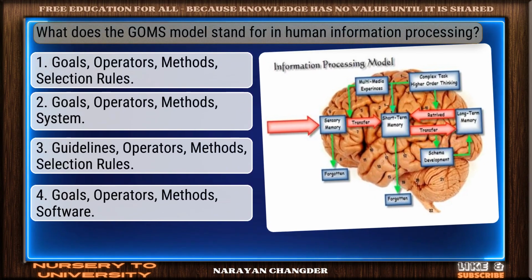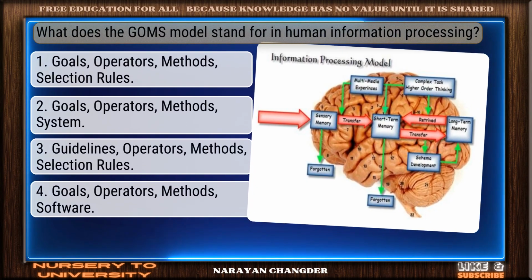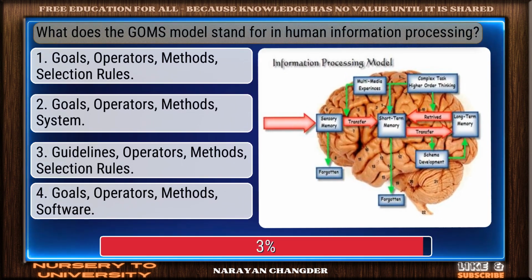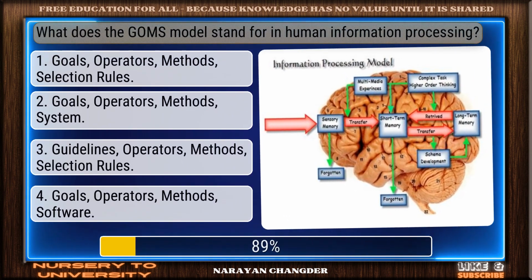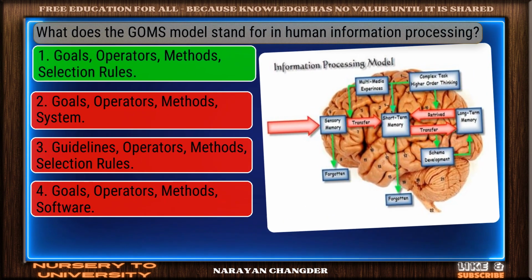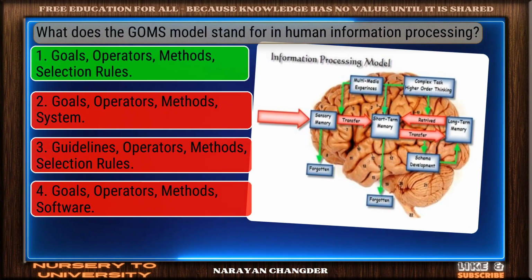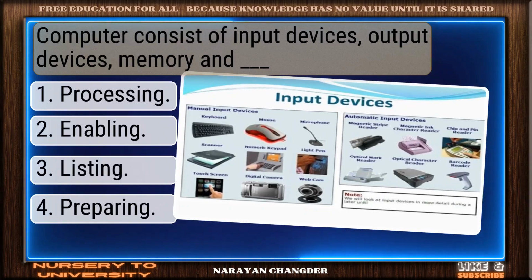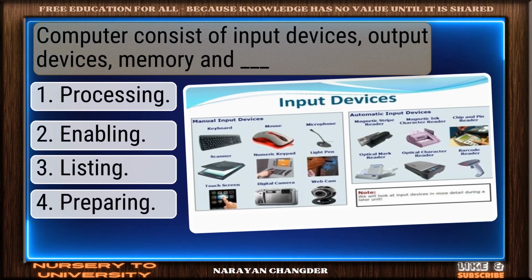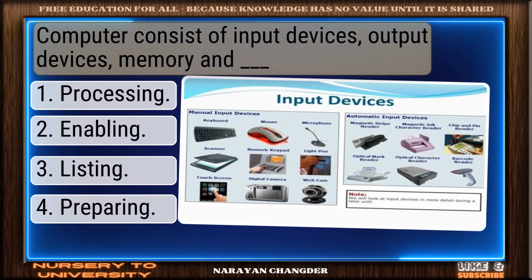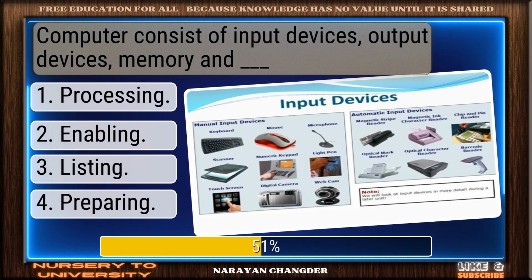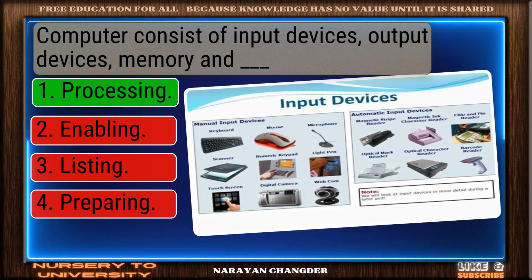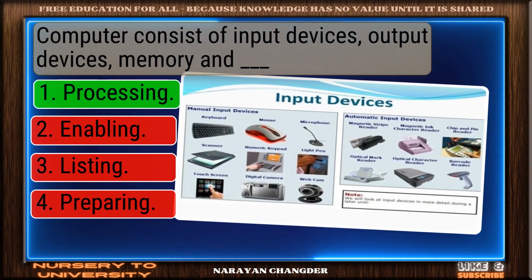Question number 19. What does the GOMS model stand for in human information processing? Nicely done. Goals, operators, methods, selection rules is a solid answer. Question number 20. Computer consists of input devices, output devices, memory, and dash. Sharp thinking. Processing is the right choice.